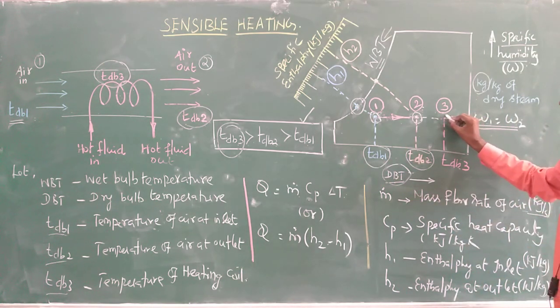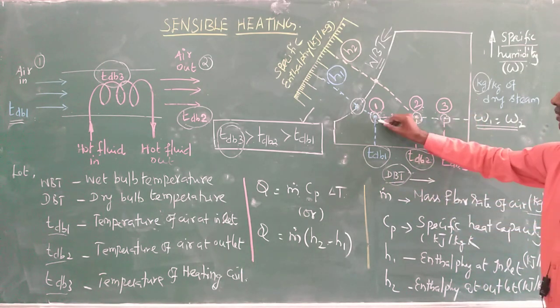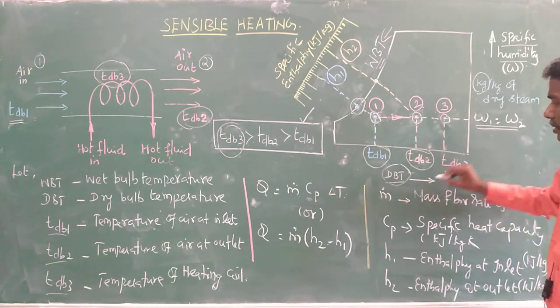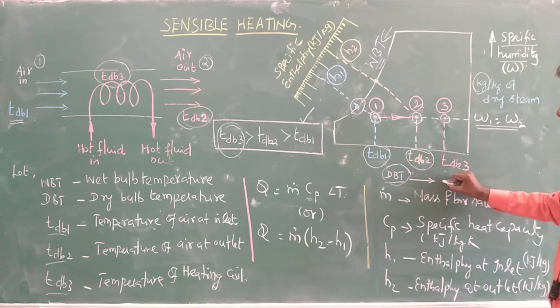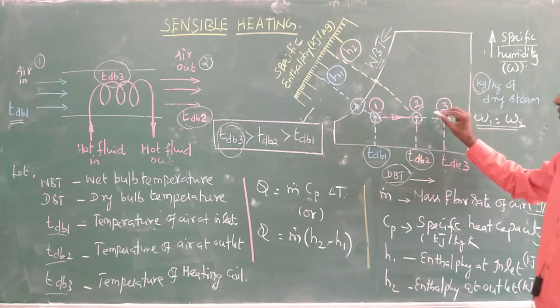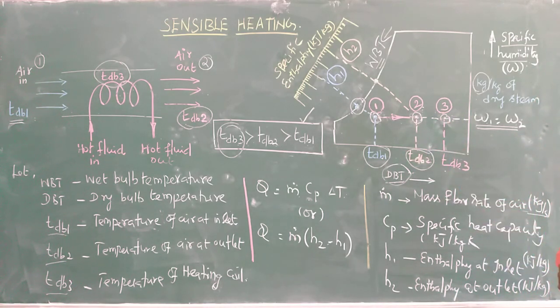This point is marked far away from point 1, because on the horizontal axis the dry bulb temperature increases from left to right. So we have marked point 3 far away from point 1. Okay. Now we need to calculate how much heat is added to the air for sensible heating purposes.